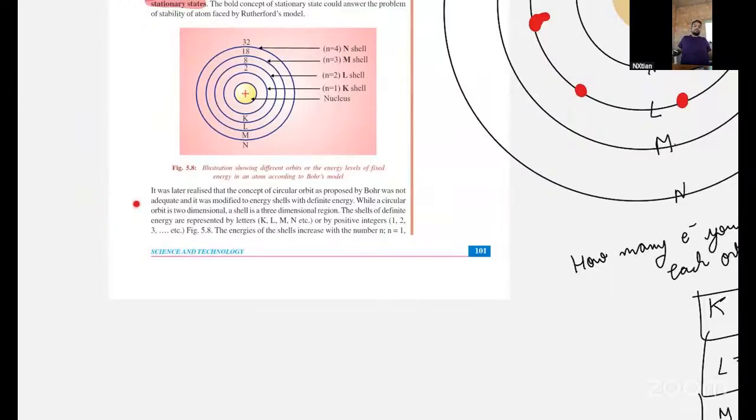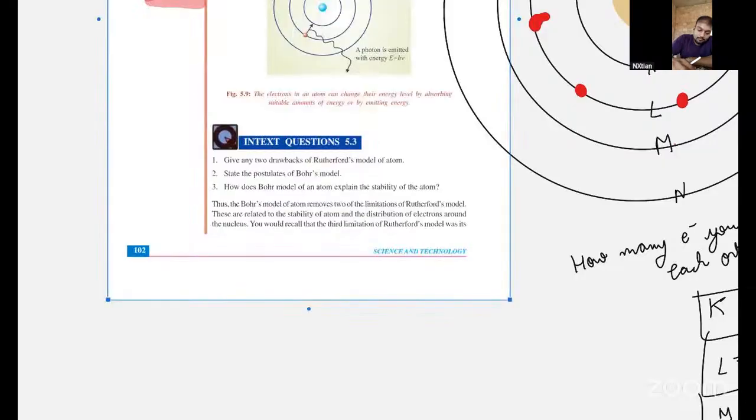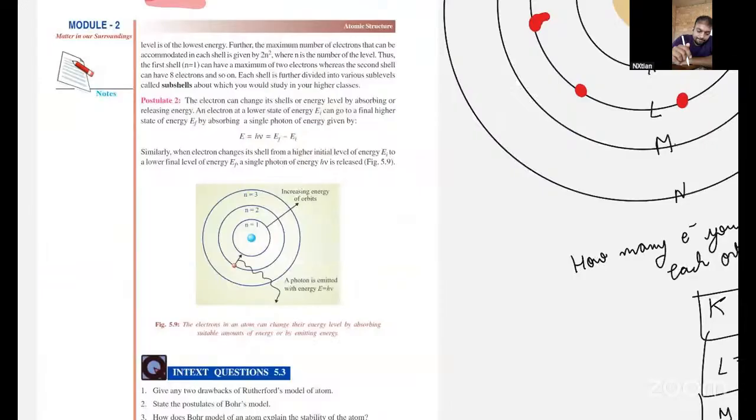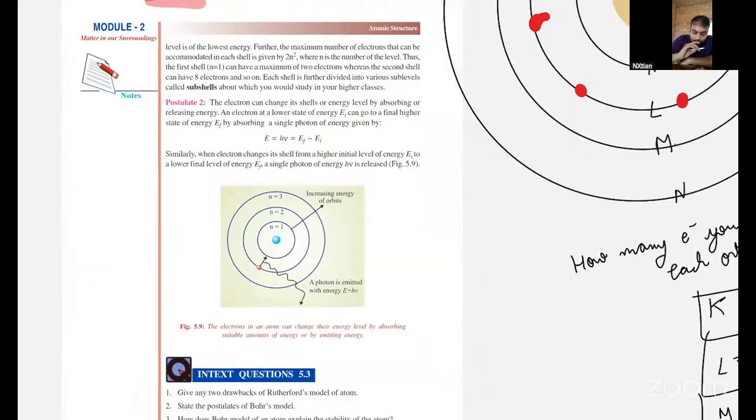It was later realized that the concept of circular orbit as proposed by Bohr was not adequate and it was modified to energy shells with definite energy. While a circular orbit is two-dimensional, a shell is a three-dimensional region. The shells of definite energy are represented by letters K, L, M, N, etc. or by positive integers 1, 2, 3, etc. Figure 5.8: the energies of the shell increase with the number n equals 1. One level is of the lowest energy.